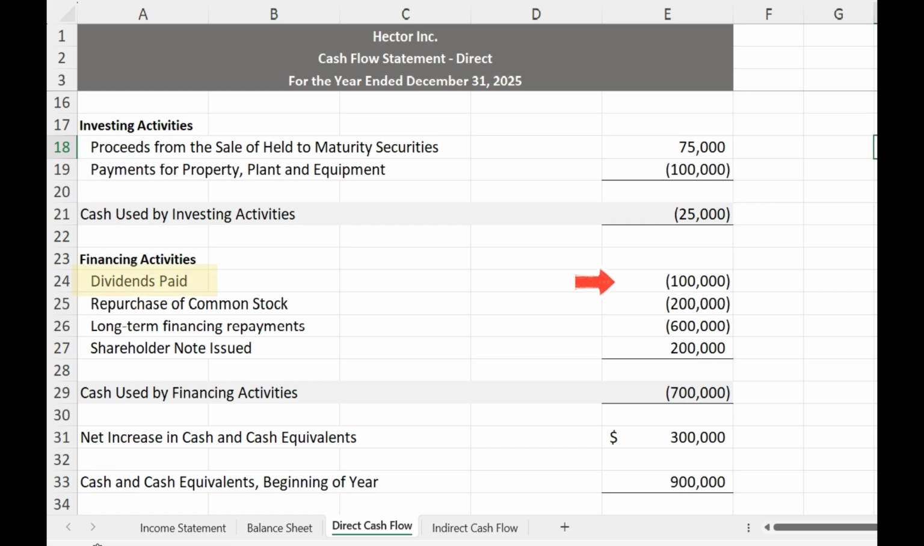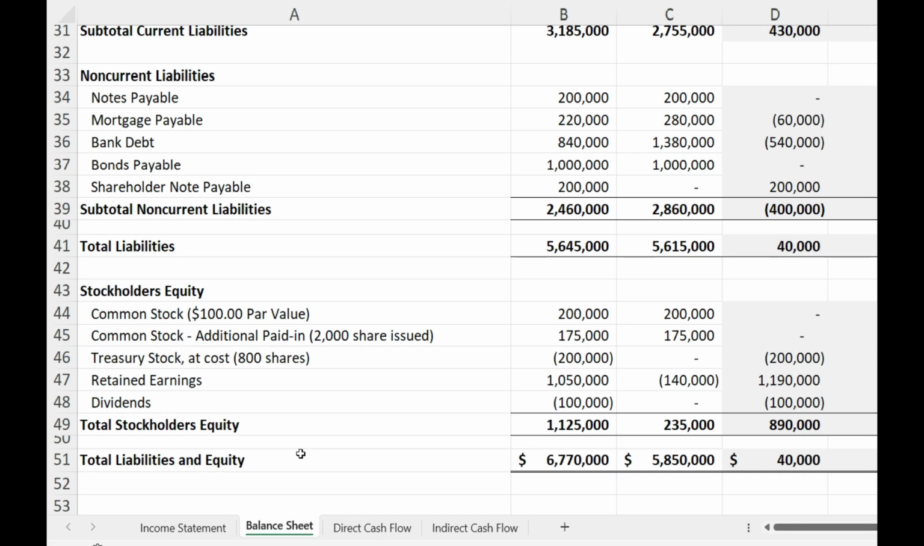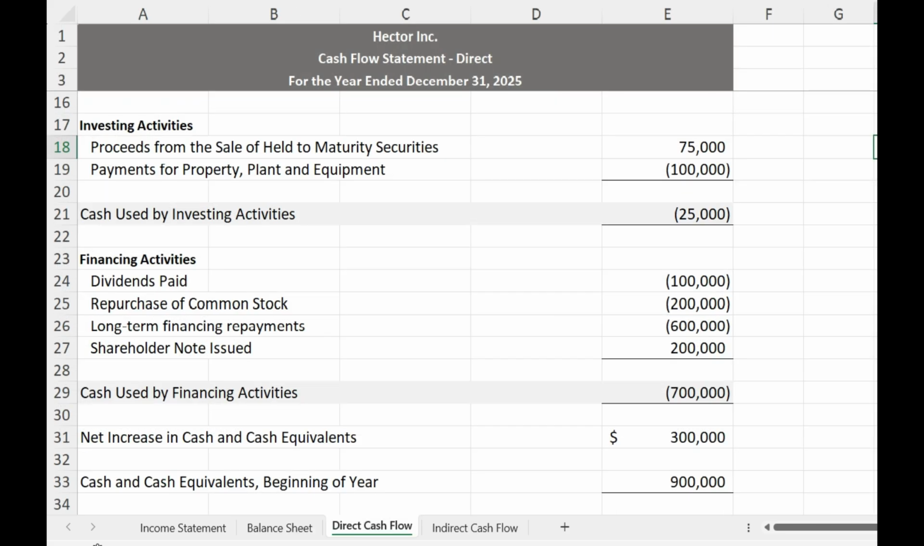So our first category, dividends payable, we're going to go to the equity section of our balance sheet and pull dividends. Now, not every balance sheet is going to have dividends that have been declared. Sometimes they're going to be closed against retained earnings. This balance sheet, I have the dividends still out there, so I can easily grab them.